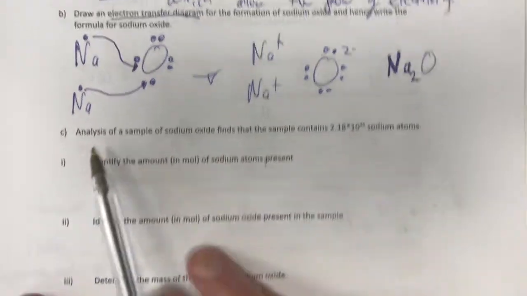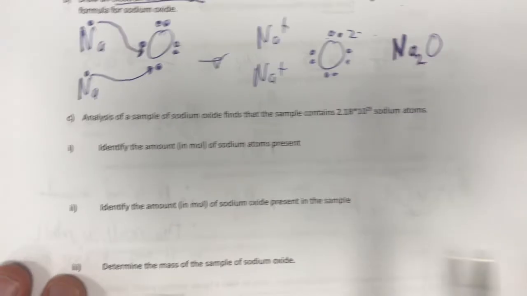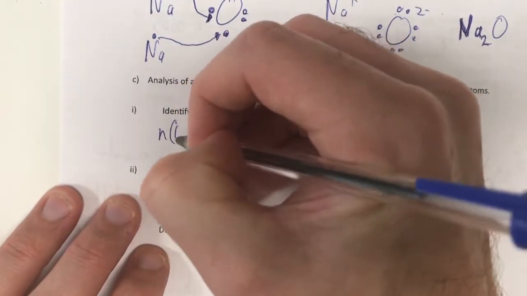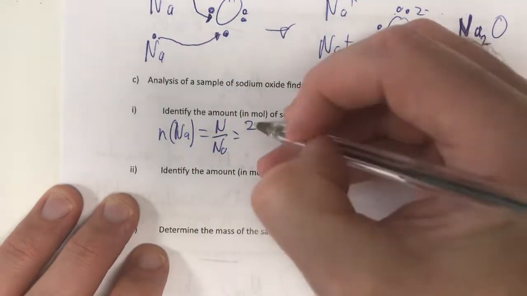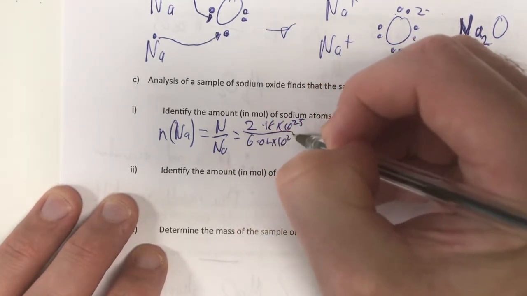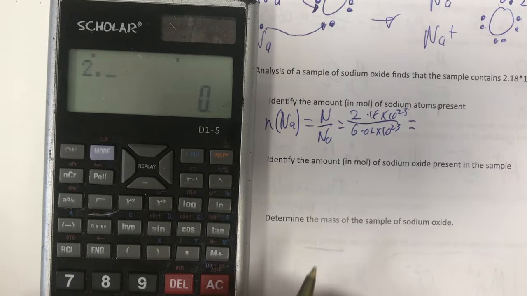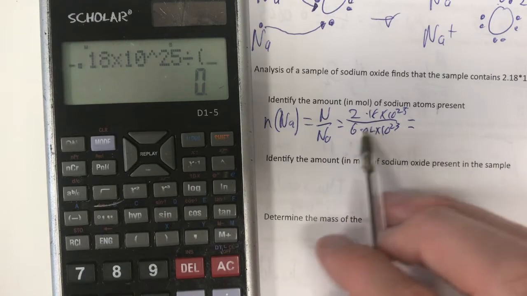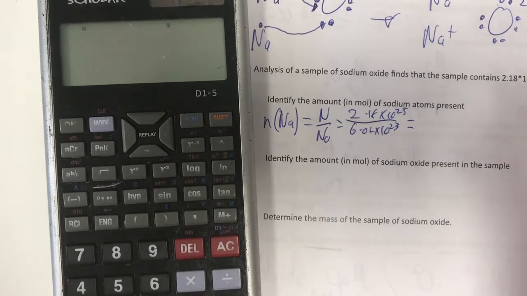There we have it. Analysis of sodium oxide finds the sample contains this many sodium atoms. We're getting into mole territory here. Identify the number of moles of sodium. So number of moles of sodium equals N divided by Na. So therefore we're going to say we've got this many individual atoms. We're going to divide it by what a mole actually is, 6.02 times 10 to the power of 23. And I get my trusty calculator. That will give me 2.18 times 10 to the power of 25 divided by bracket. Now I'm going to try and put all this in a bracket. 6.02 times 10 to the power of 23. Finish my bracket.